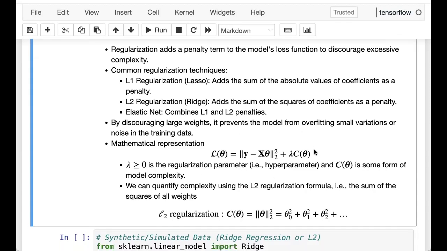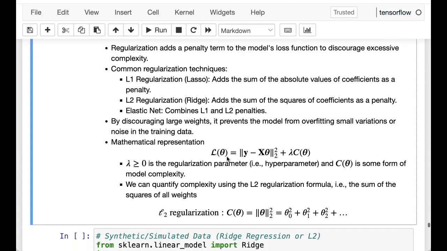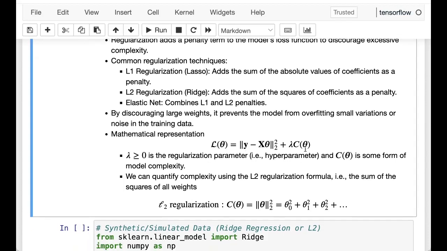And here we have the overall loss function with the penalty term, which is this C theta. Obviously, we always need to use some parameter like lambda, which is another hyperparameter or constant that we have to choose before training our model, which measures the trade-off between fitting this model to the data that we have and also how much we want to penalize large values of theta.